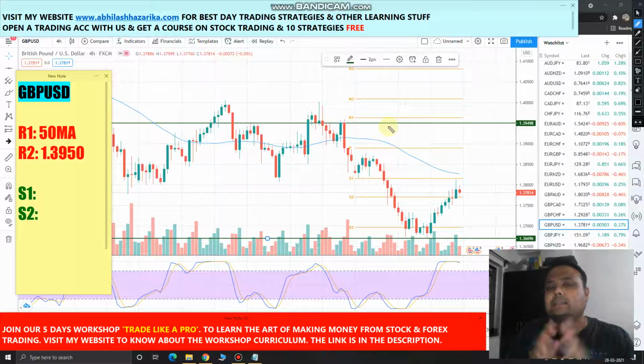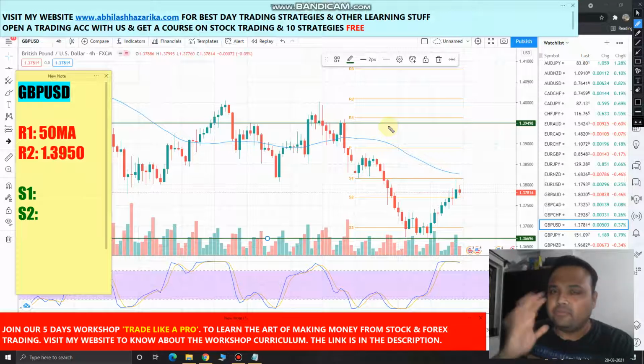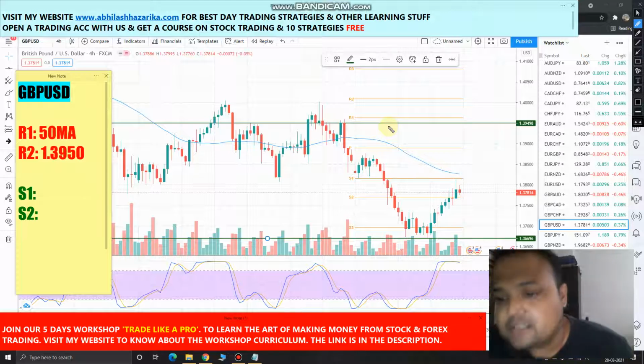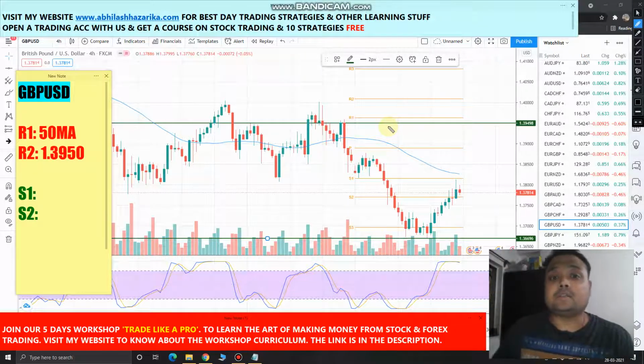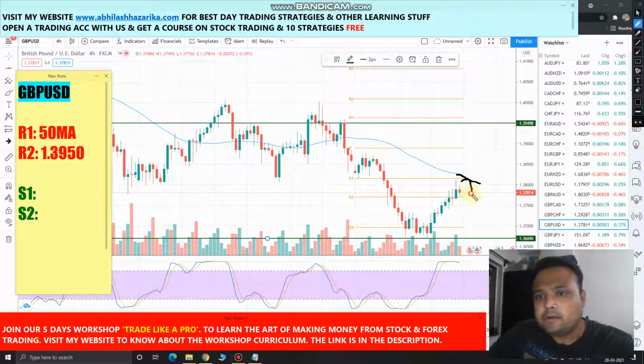We can tell it clearly that the chart is not that clean. Okay, chart is not that clean. So if you are a beginner and you are looking for the safest trade, then GBP USD right now is not the best pair for you to trade, because the chart is not that clean. Okay, if it reverses from here, if it reverses from the 50 moving average, then you will get a clean trade.